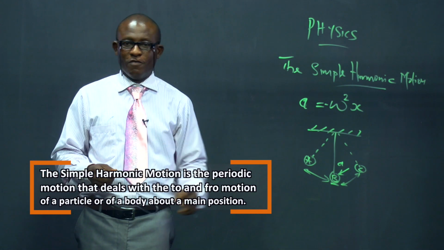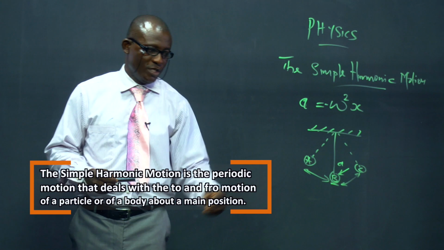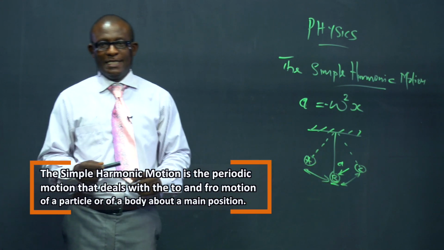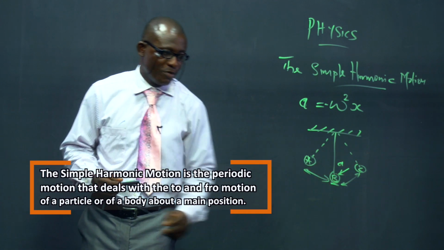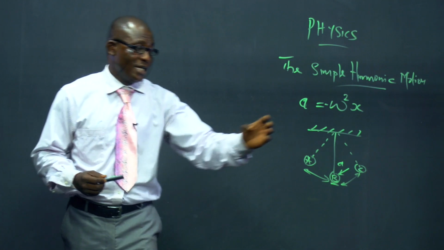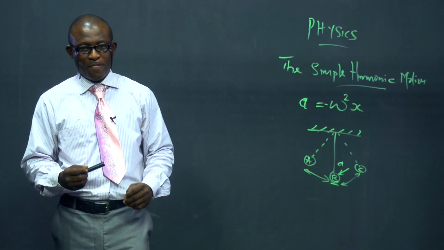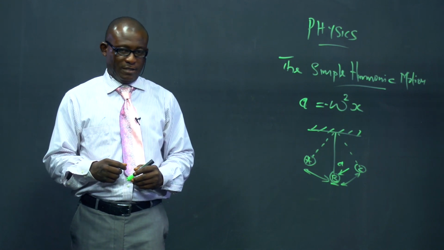Simple harmonic motion is the periodic motion of a particle, of an object, about a main position, which is called the midpoint or the center, such that the acceleration is directed towards that point, that is the main position, and the acceleration is directly proportional to the displacement. That is the displacement x.